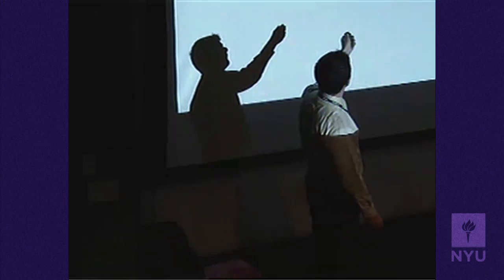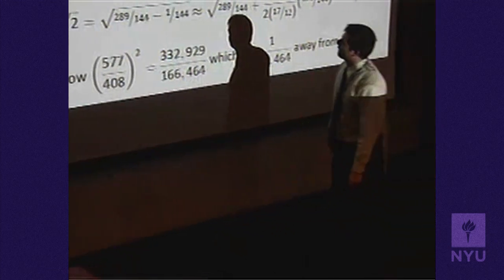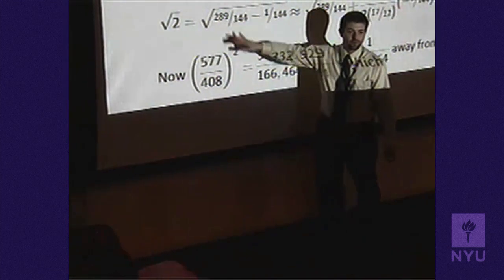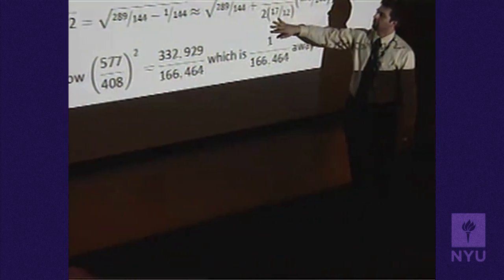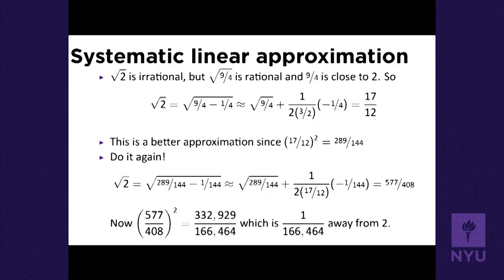Okay. So what have I learned? Well, now I know another point close to 2 whose square root is rational. So instead of taking 9/4 as my a, I can take 289/144 as my a. So I can do another linear approximation using a is 289/144. So I've got f of a plus f prime of a. F prime of a will be 1/2 times the square root of 289/144. That is 1/2 times 17/12. And that's another rational number. It's 577 divided by 408.